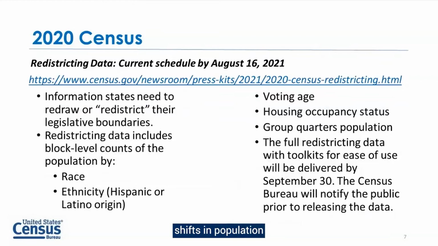After the census, shifts in population and congressional representation among the states require the redrawing of district boundaries within states. The Census Bureau provides states with the local area population counts that they need to redraw or redistrict their congressional and other legislative boundaries. The full redistricting data with toolkits for ease of use will be delivered by September 30th. The Census Bureau will notify the public prior to releasing the data. For more information on redistricting, including links to geographic support products such as maps, tables, and files, visit the Redistricting Press Kit at the link listed on this slide.